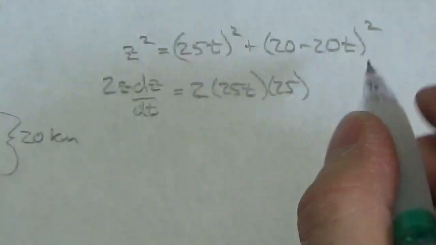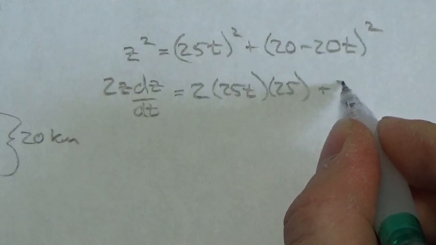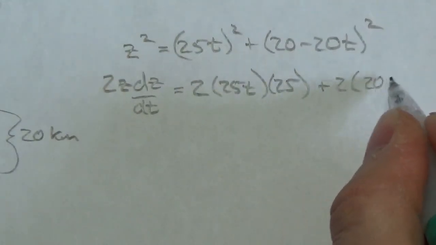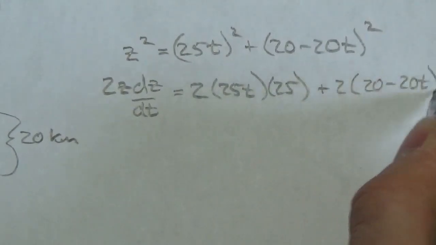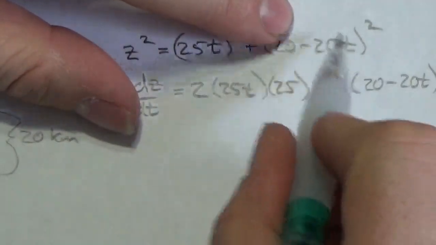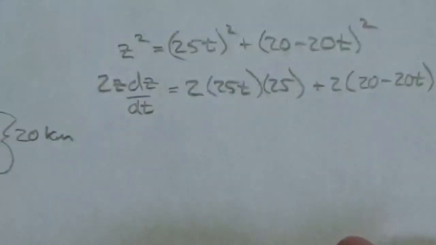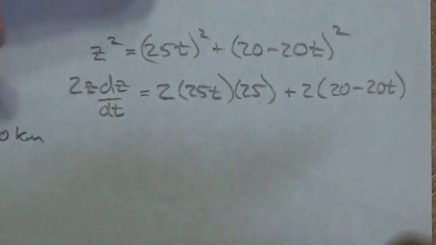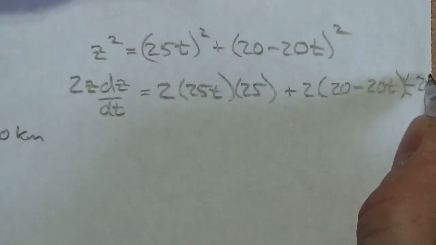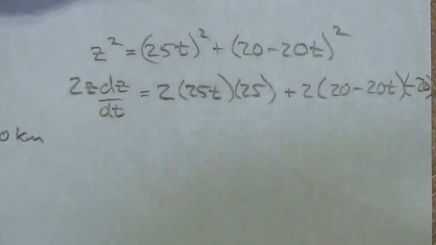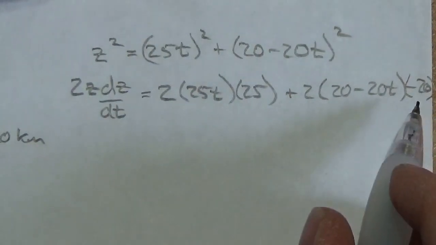Now let's move on to this term right here. This is going to be plus 2 multiplied by 20 minus 20t. And then again, I have to multiply by the derivative of what's inside there. Whoops, sorry about that. Which would be negative 20. Whoops, I'm running right off the paper there. That's okay. Negative 20 there.